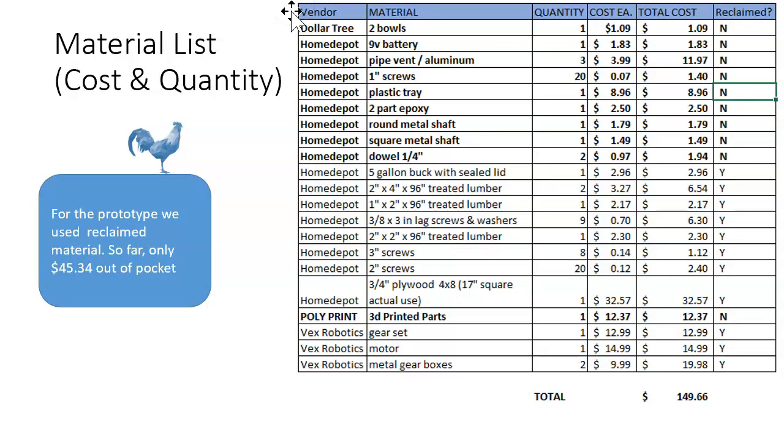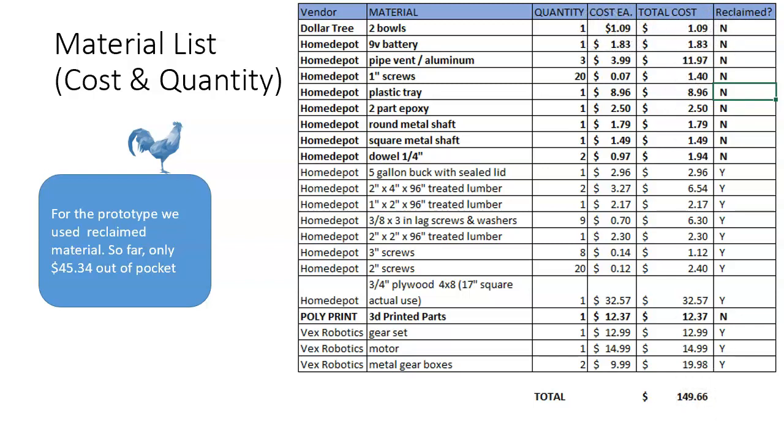This is an example of a materials list. So you're looking for cost and quantity. That's the focus, and then how much overall. So in this one, I have the vendor listed here, and the materials you're going to need listed here, and then the quantity of each material, the cost of each material, and then the total.